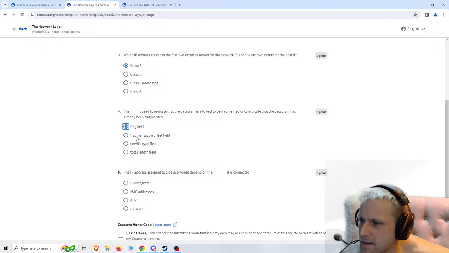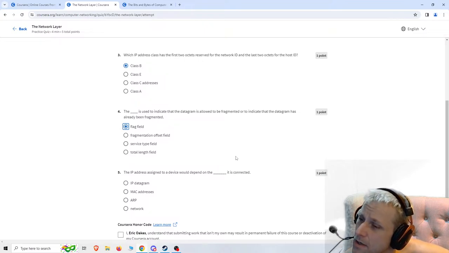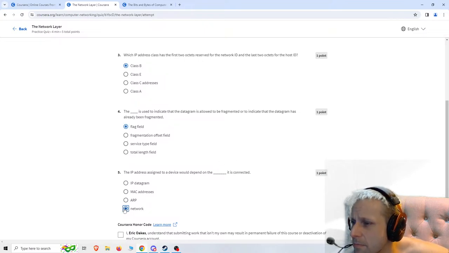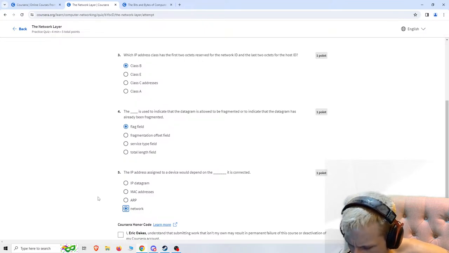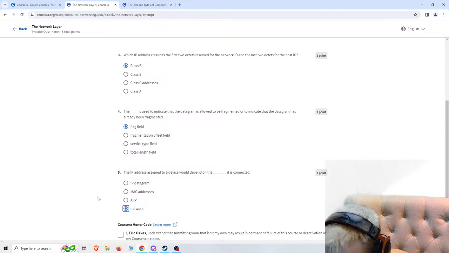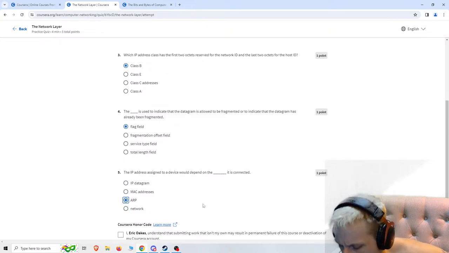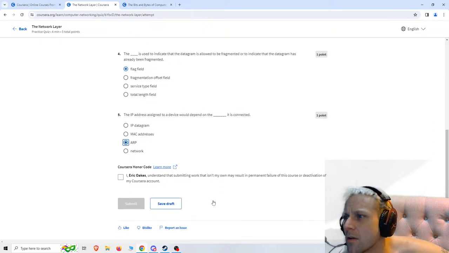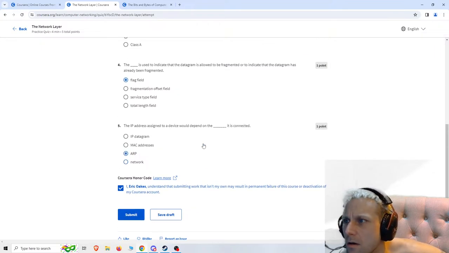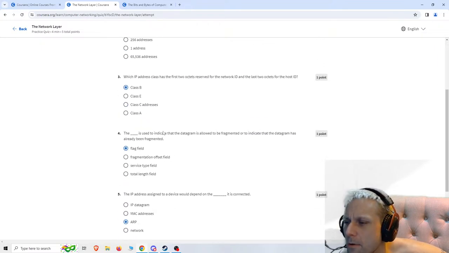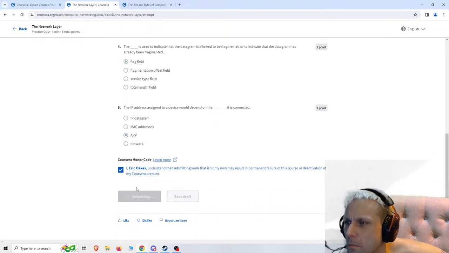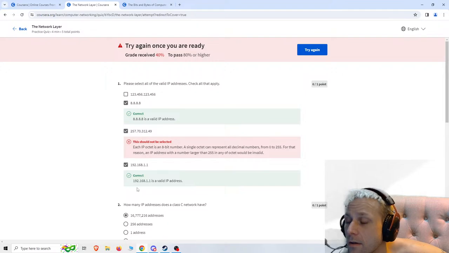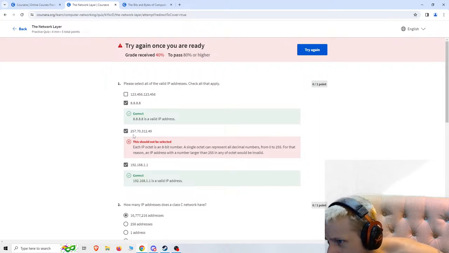The IP address assigned to a device would depend on the blank network it is connected to. Wait. Is it ARP? Protocol used to discover the hardware address of a node with a certain... Yeah, it's ARP. Address resolution. Dang it. All right, I'm worried about that one. Let's see. What the fuck? Oh, 257. They can't go above 255. Crap. I didn't see that.